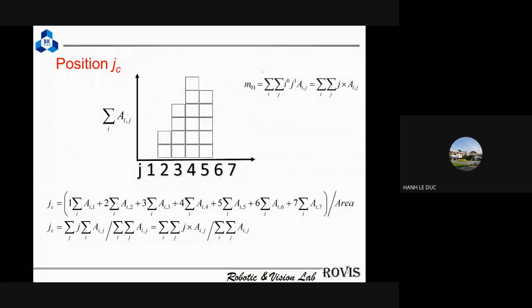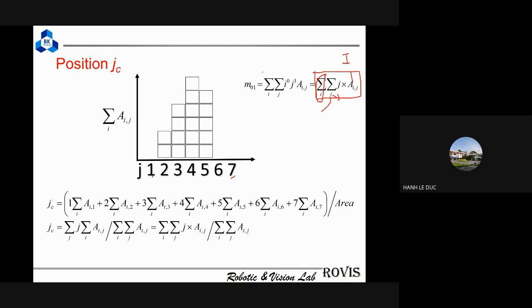Okay, so how to calculate the M01? So M01 is this formula. Here A is the pixel intensity. First, we keep the I index and vary the J value. J will vary from 1 to 7.